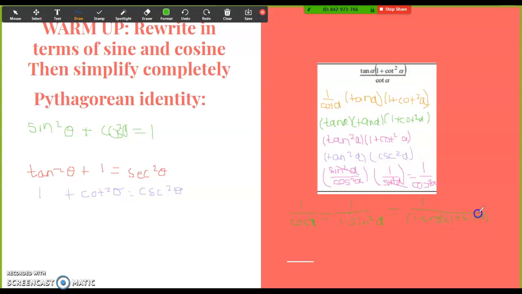If you're taking any test or assessment and you get down to this form, I would accept this as an answer. Or I would even accept this. Either one of those are okay. All right, guys, let's move on and we're going to practice how to simplify down to 1 trig ratio using our identities.